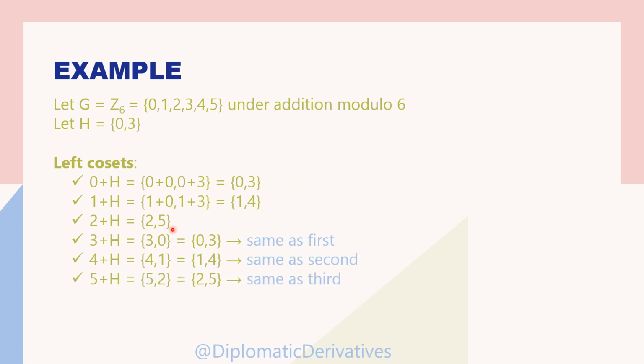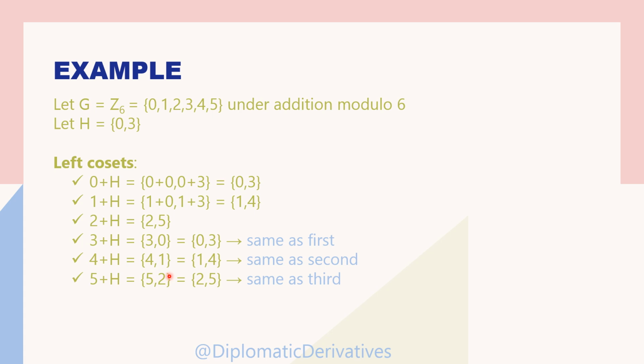Again, you perform 4 plus H, so you are getting 4, 1, which is same as 1, 4. So you get same as the second one. 5 plus H, 5, 2, which is same as 2, 5, which is same as the third one, right? So now you have done all the left cosets. You have all the elements of the main group added from the left to the subgroup, and now you have the cosets.